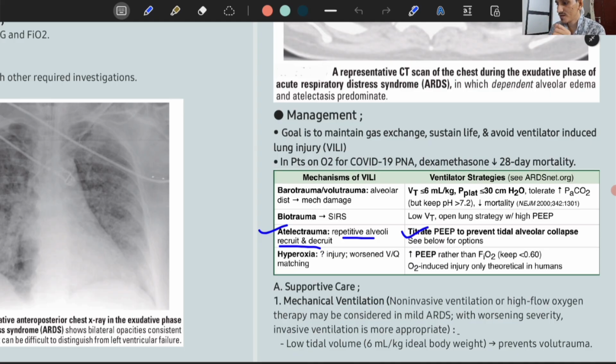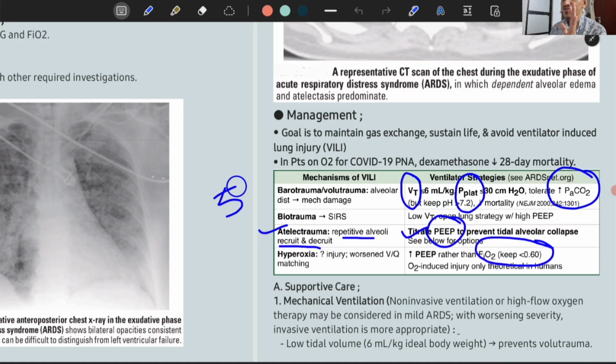So remember tidal volume, plateau pressure, permissive hypercapnia, and PEEP. These four, and one more thing is keeping the FiO2 less than 0.6. These five are the cornerstones of management of ARDS.